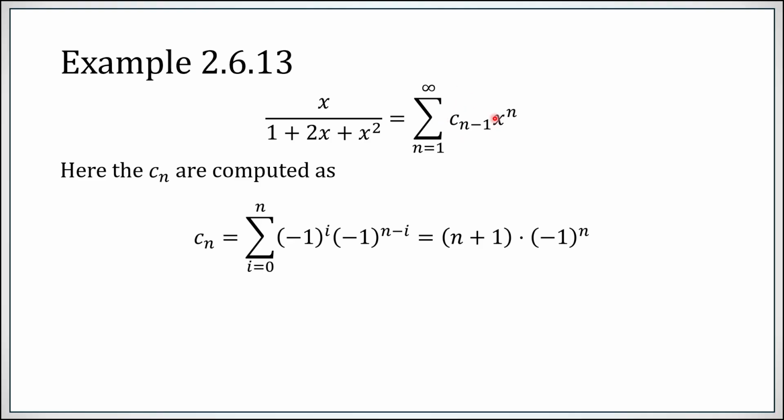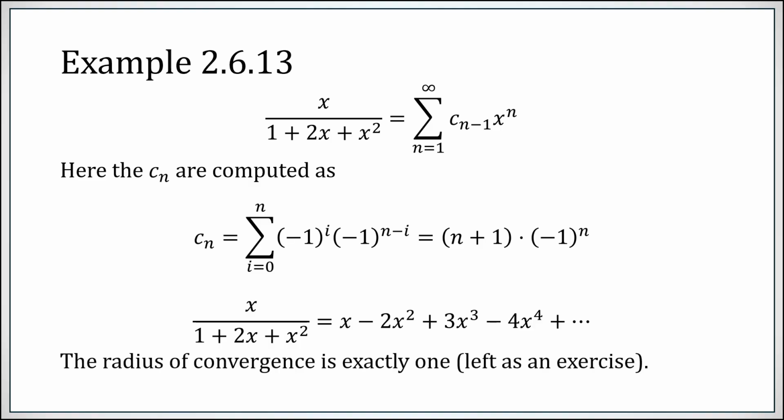Observe in our power series, the index on C is reduced by 1. So when n is 1, C0. C0 is 1 times negative 1 to the 0. When n is 2, we get C1. C1 is 2 times negative 1 squared. So you end up with x minus 2x squared plus 3x cubed minus 4x to the fourth and so forth. And as an exercise, the radius of convergence is exactly 1. This isn't terribly difficult. I would just apply the ratio test or the root test for that matter.